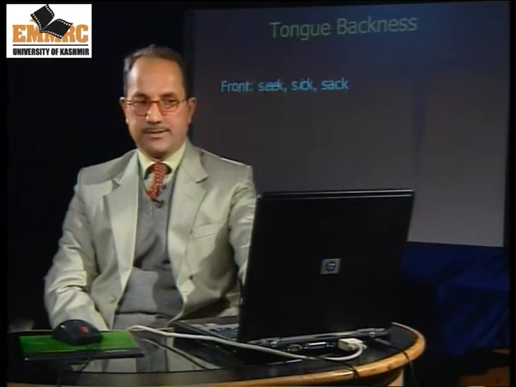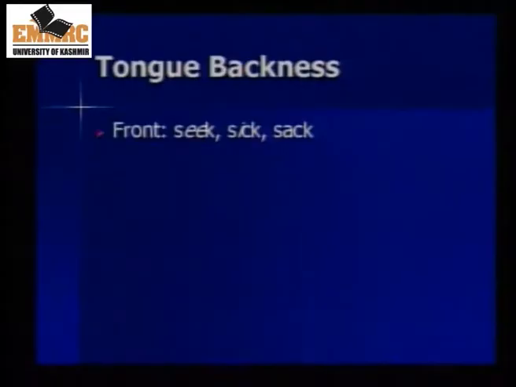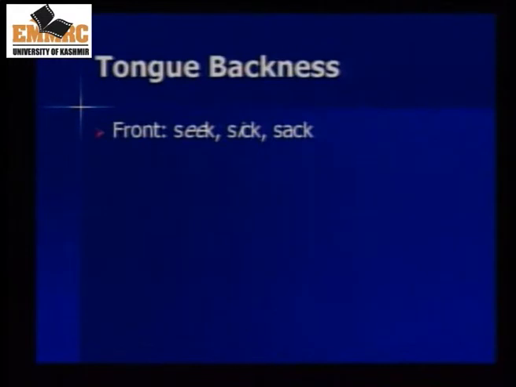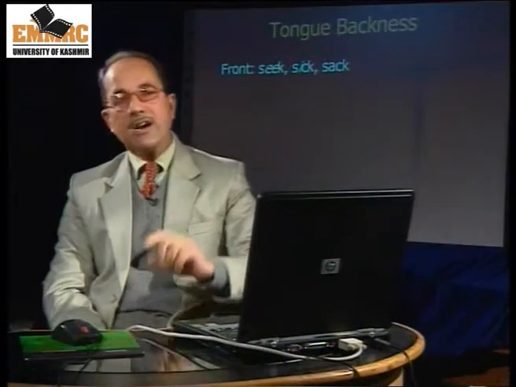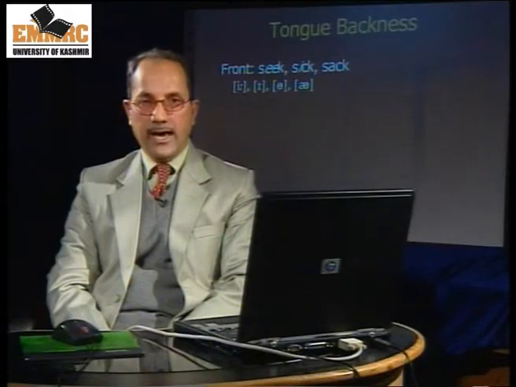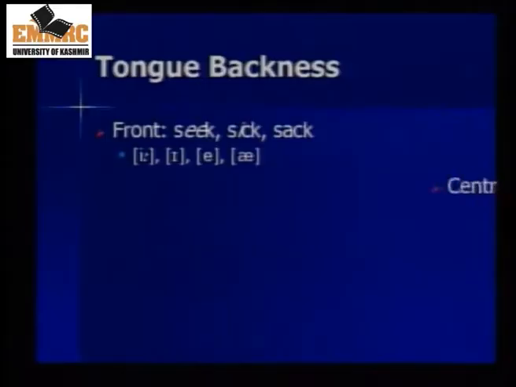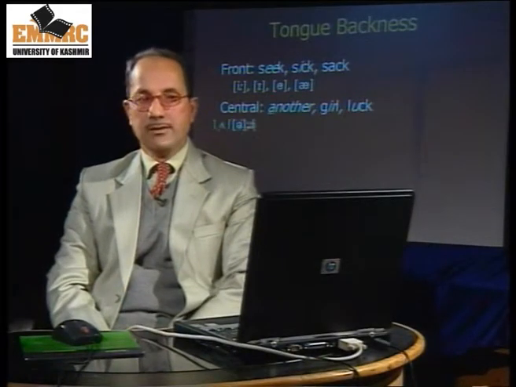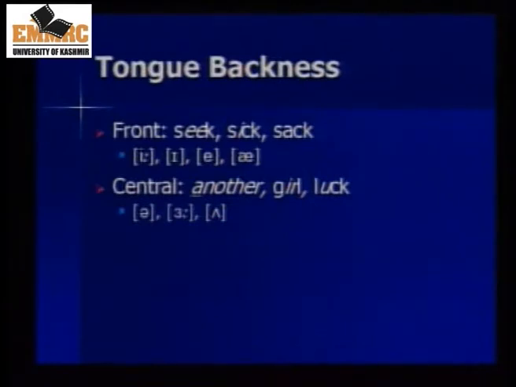Now backness of the tongue. Look at these words. Front, back. Seek, sick, sack. These are front vowels. And the symbols, now you should be familiar with them. They are E, A. Central vowel, another, girl, luck. Symbols are a.